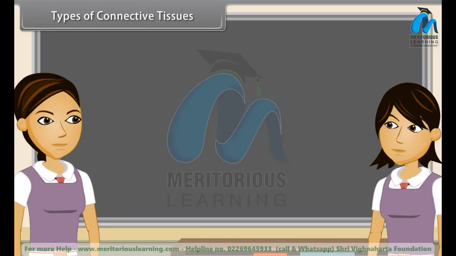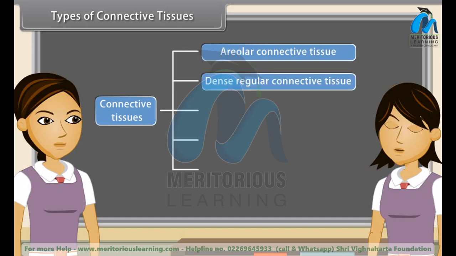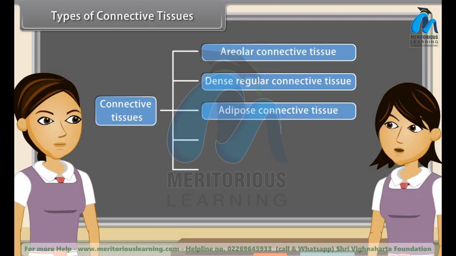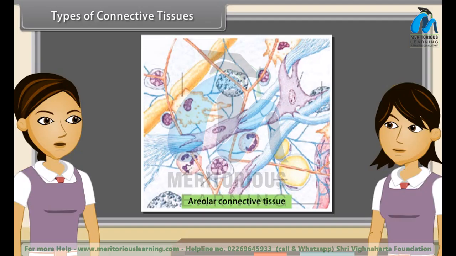Types of connective tissues. Madhuri, do you know how many types of connective tissues are there? Yes, in animals, there are mainly 5 types of connective tissues: areolar connective tissue, dense regular connective tissue, adipose connective tissue, skeletal connective tissue, fluid connective tissue. Areolar connective tissue is a loose and cellular connective tissue. Matrix of areolar connective tissue contains white and yellow collagen fibers.